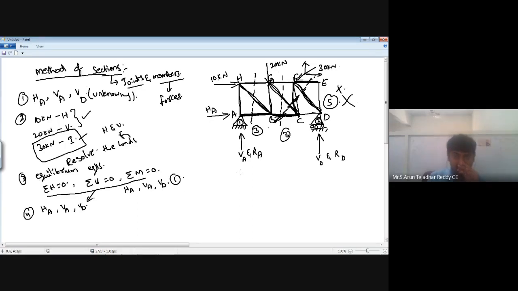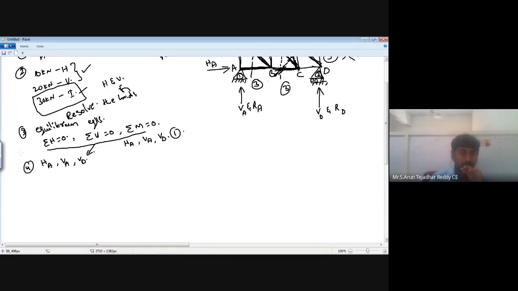After cutting the section, try to draw the free body diagram of that section. Here the 5th point is important. Cut the truss. Next, what is the 6th point here?